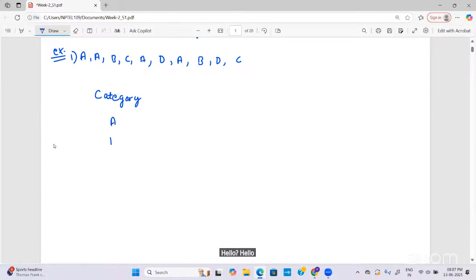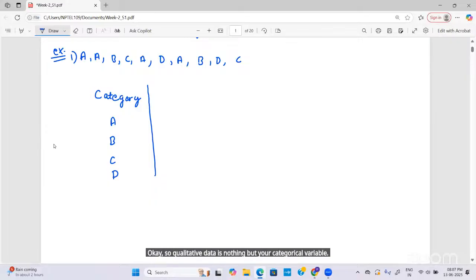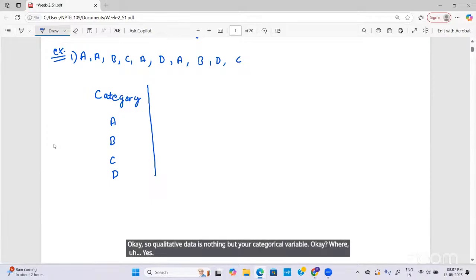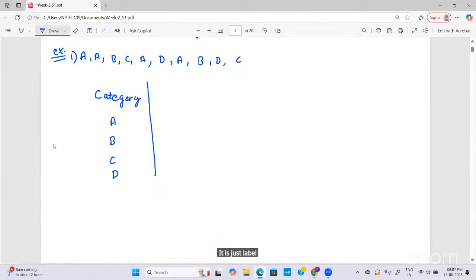Ma'am, please explain qualitative data once more. Okay. So qualitative data is nothing but your categorical variable, which does not have any numerical meaning associated with it. It is just labeling your data points. So categorical data is called qualitative data. Yes.